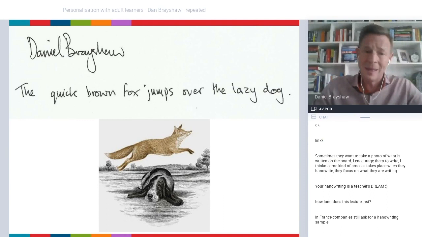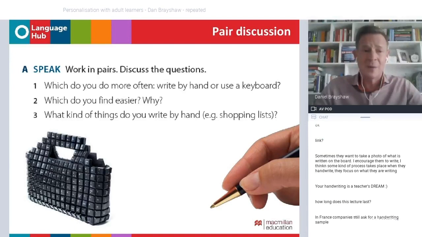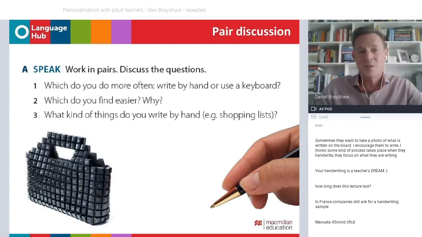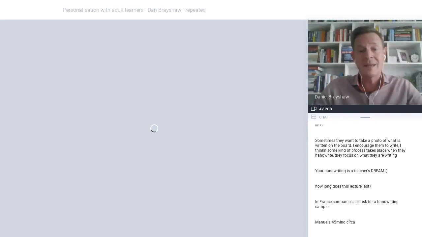It's a lesson that I put into the B1 level of Language Hub, and it begins with an opportunity for the students to discuss their own writing habits. Do they write more often by hand, or do they type? Which do they find easier, and what sort of things do they write by hand? And after that initial discussion to raise interest, we then go on to look at a text, and it's a text in the form of an infographic.